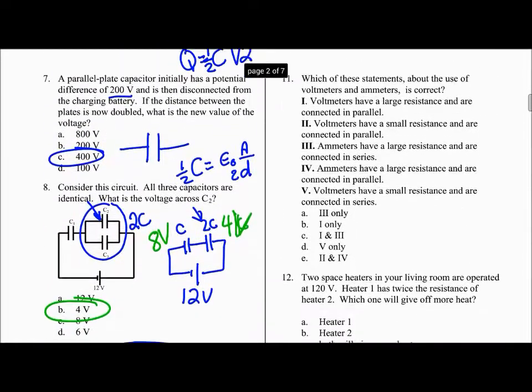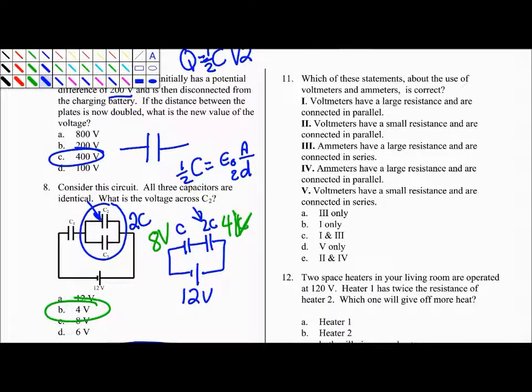All right, which of these statements about the use of voltmeters and ammeters is correct? Voltmeters have a large resistance and are connected in parallel. That is correct. Voltmeters have a small resistance. Okay, that's not correct because they don't have a small resistance. Ammeters have a large resistance. They actually have a small resistance.